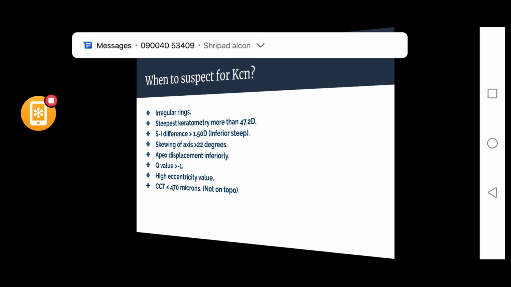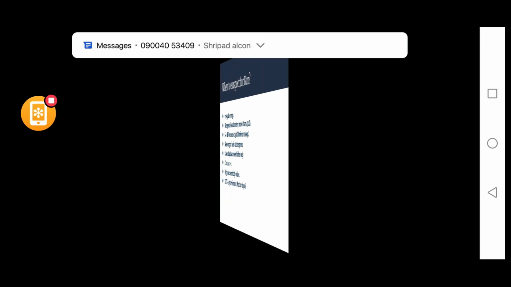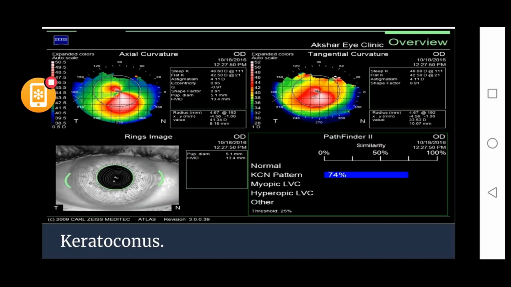Let's go ahead. So this is a clinical case of keratoconus. Let's look at the rings images. As you can see, the rings over here are very close to each other in this region. You see this is an asymmetric bow tie. There is a skewing of axis, right? So let's measure how much is the skewing. Let's do it on the axial map, because on tangential you are not able to see the superior oval. Let's look at the axial curvature.